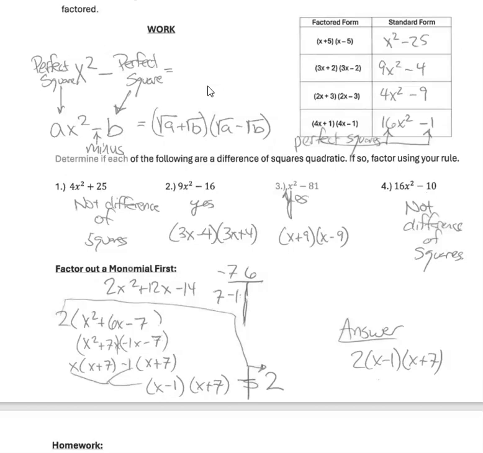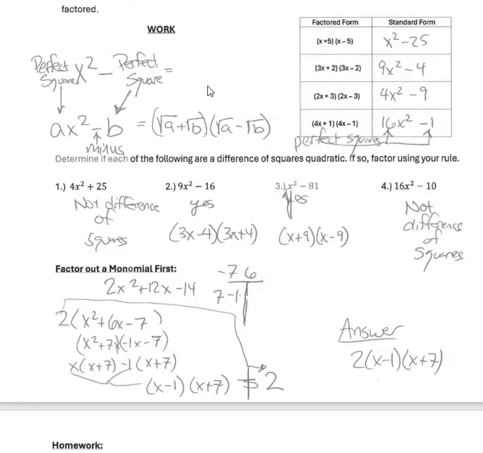The next one, 1 is a perfect square, 81 is a perfect square, and there's a minus in between. So you can do your shortcut. Square root of 1 is 1, so you get 1x, 1x, plus minus, and the square root of 81 is 9 and 9. And there are your two binomials. The next one, 16 is a perfect square, minus is a minus, but the next one is not a perfect square, so you cannot do the shortcut.